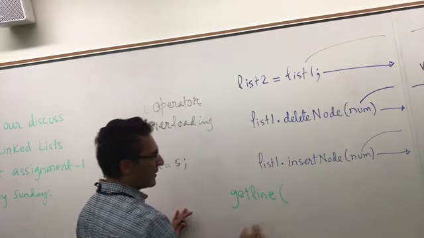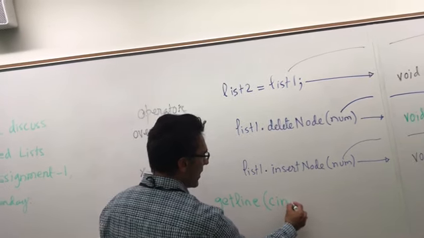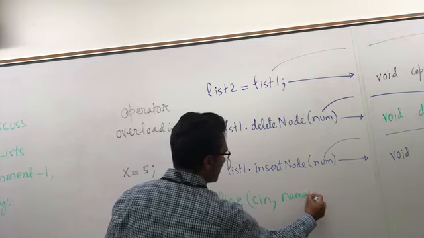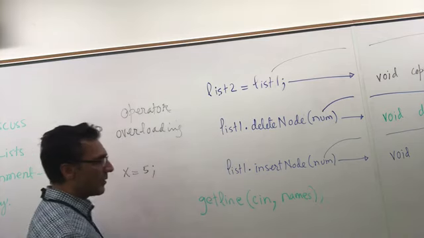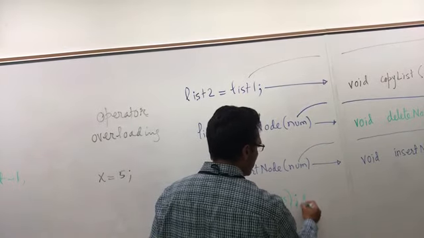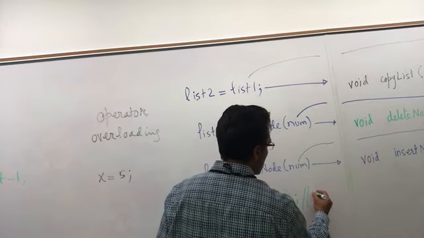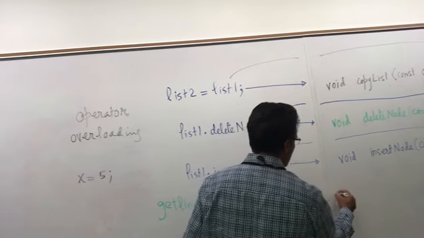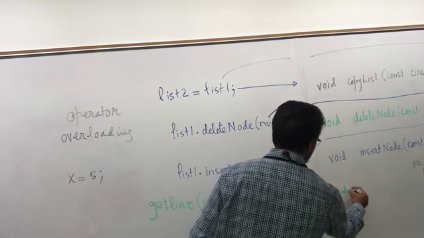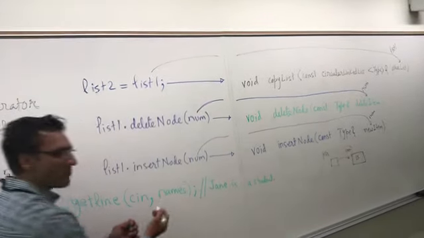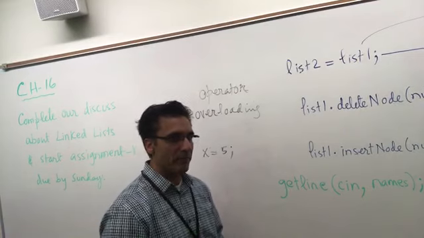The name of the function is getline, cin, comma, name of your variable. Let's say the name of your variable is called name or names. That's the name of your variable. So any kind of data which is coming in, let's say data is coming in, Jane is a student. If that's the data, so this entire string will be captured including spaces in getline.